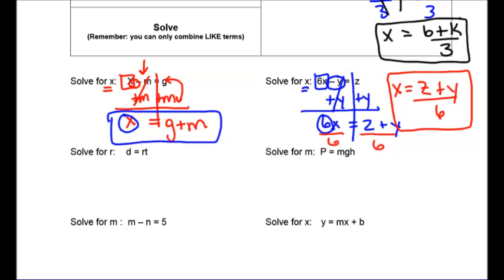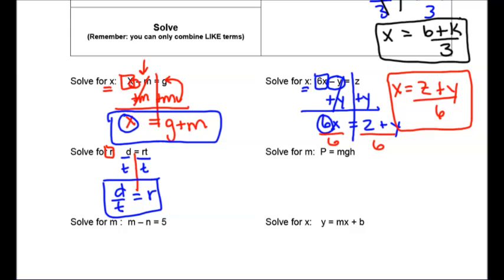All right, so for the next one, again, all letters, which one are we trying to solve for? We want to get the r all by itself. So right now, d equals rt. R and t are being multiplied times each other. So to get the r by itself, I want to do the opposite. I want to divide both sides by t. So my final answer is going to say d divided by t is equal to r. Okay, again, just trying to get that letter all by itself.